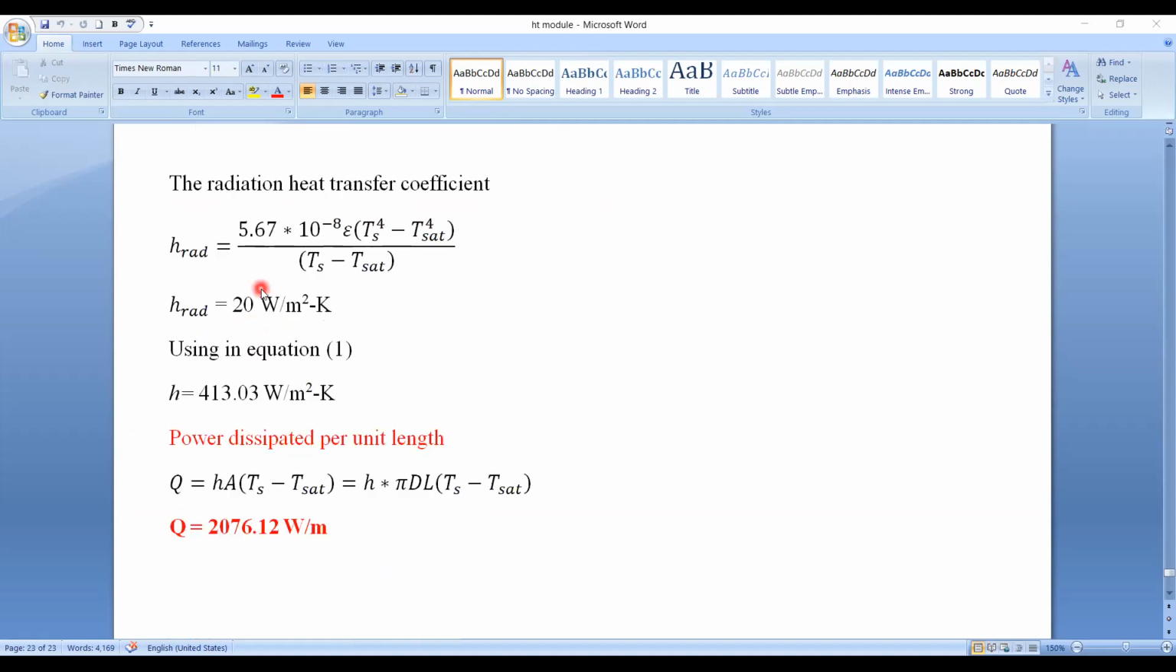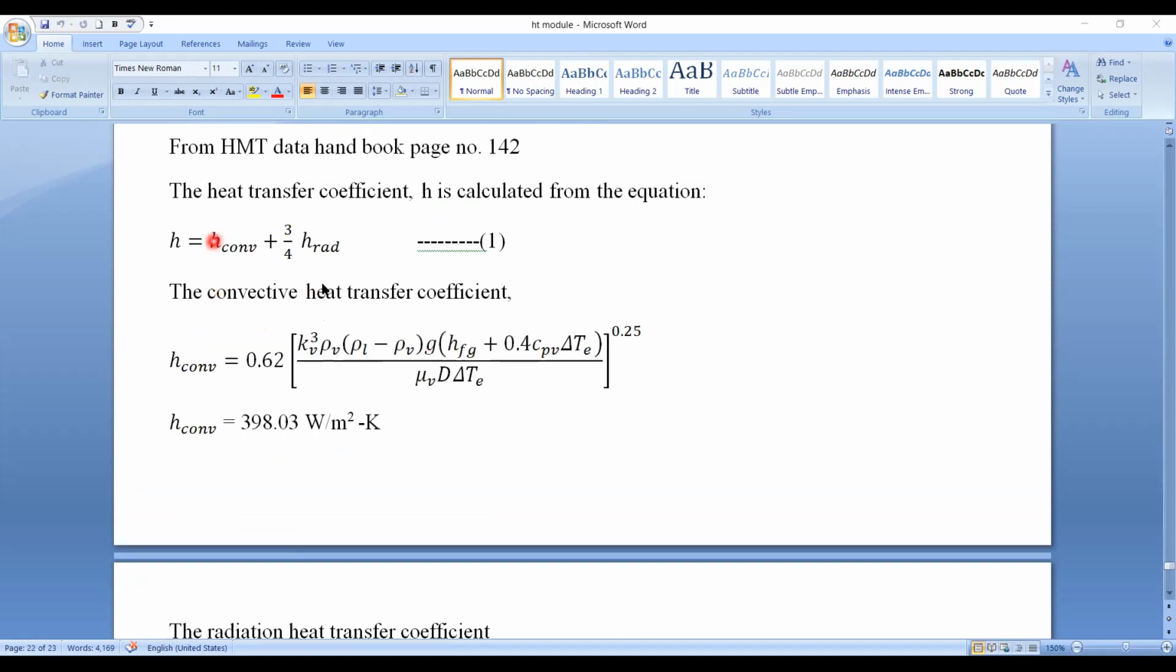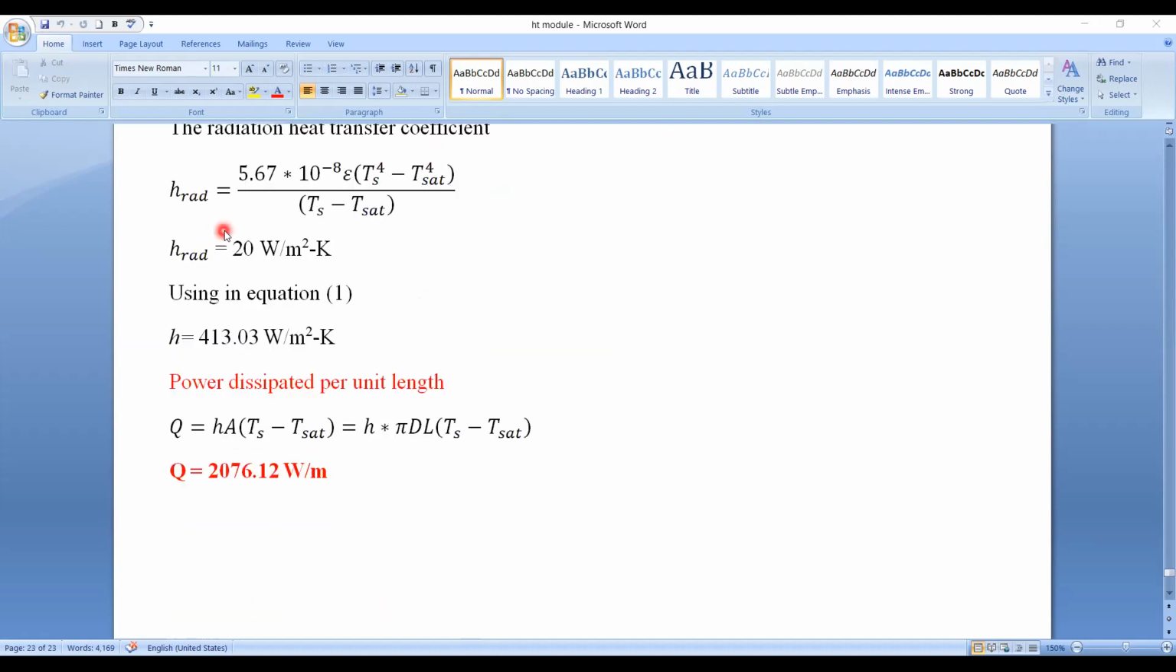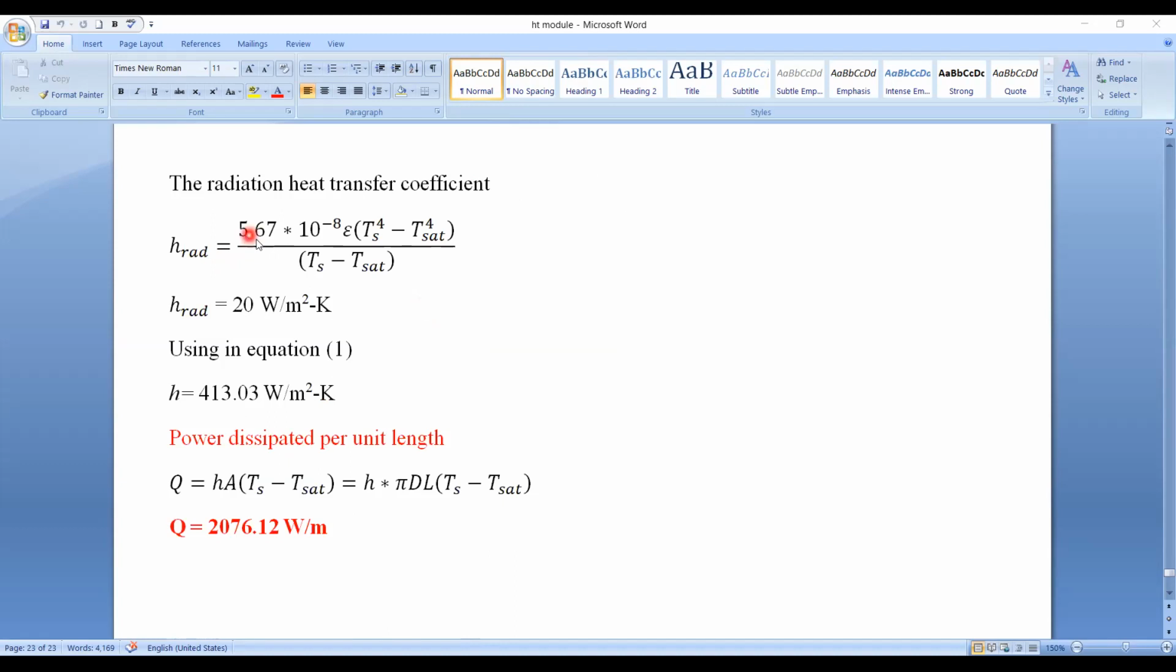Similarly for radiation, because here we have two different heat transfer coefficients, one for convection and one for radiation. Both have two different equations, given in the data handbook. So H for radiation equals 5.67 into 10 to the power minus 8. This is the Stefan-Boltzmann constant, the sigma value, in terms of watt per meter square kelvin to the power 4.